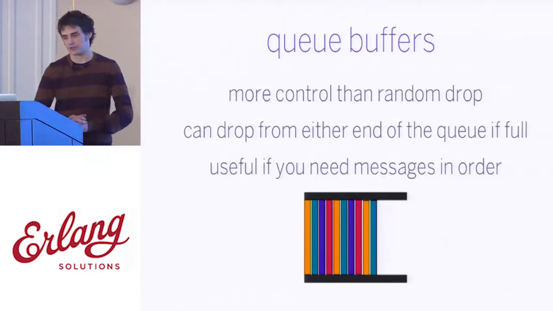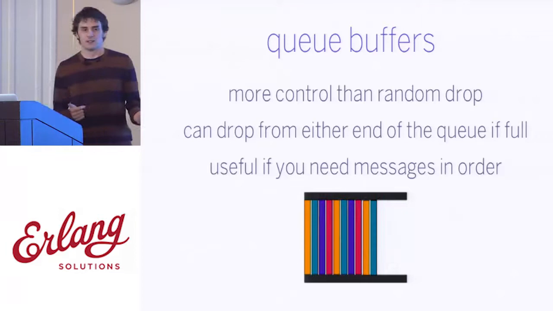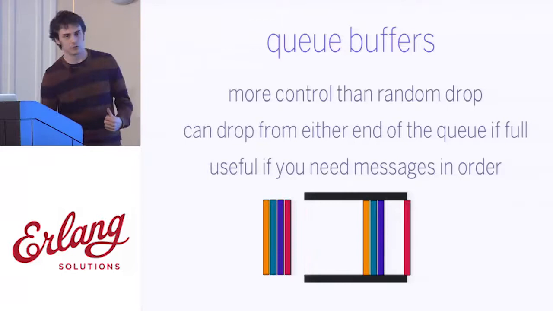Another approach is a queue buffer. And a queue buffer is something that you can use, and random drop is something you can use also in back pressure. The difference between back pressure and load shedding when you use a buffer like that is that in the case of back pressure, it tells you it can't take more data. In the case of load shedding, it drops data for you. So for a queue buffer, you get more control than in random drop.